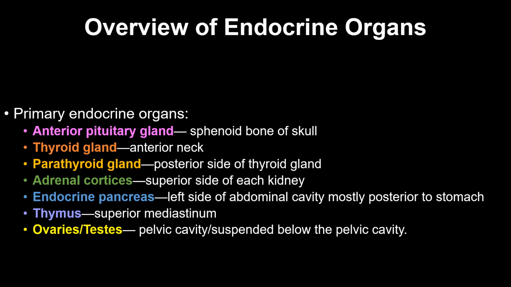Then you have the paired adrenal cortices, and these are located on the superior surface of the kidneys. You have the endocrine pancreas located in the left side of the abdominal cavity, mostly posterior to the stomach. You have the thymus located in the superior mediastinum, and that's usually located just above the heart in layman's terms. And then you have the paired ovaries or testes. Ovaries are going to be in the pelvic cavities of females, and testes are going to be suspended below the pelvic cavity for males.